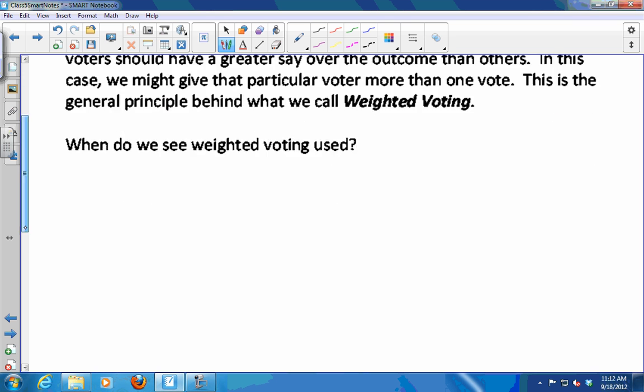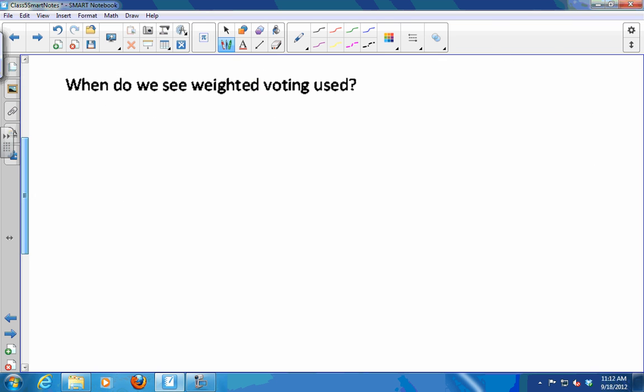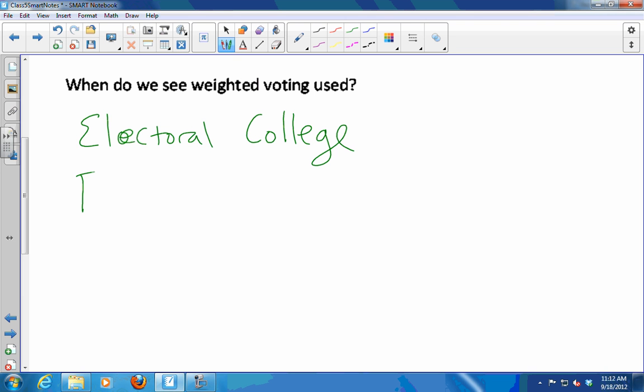Where do you see weighted voting used? Where one person has more of a say than some other people? The Electoral College, that is like the classic one. Some states get more votes than other states, depending on the population of the state. Anywhere else? Yeah, in families for sure. Parents often have a larger say over decisions than children.